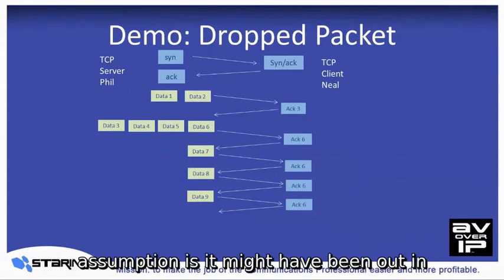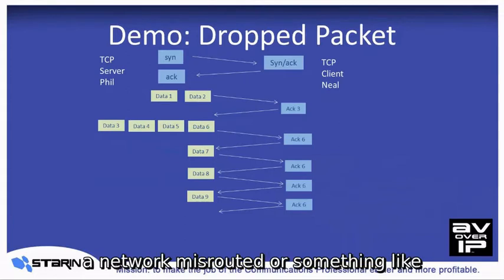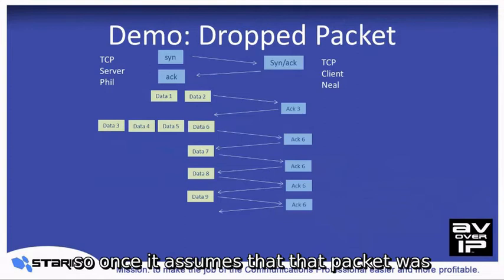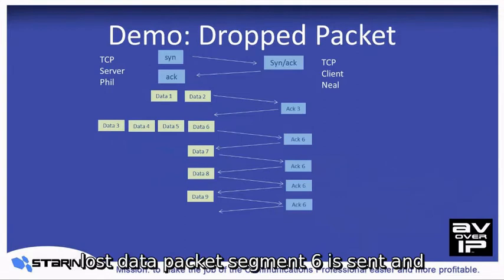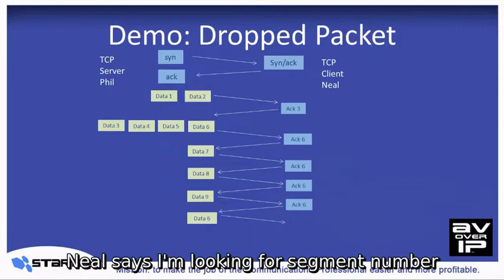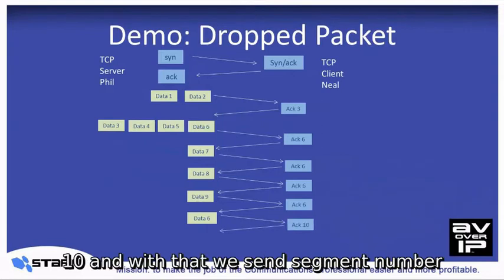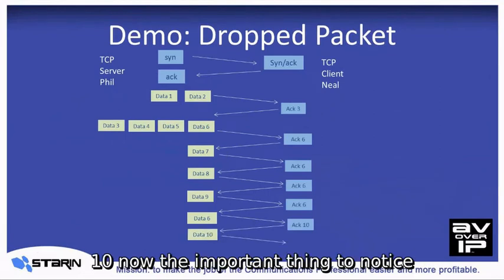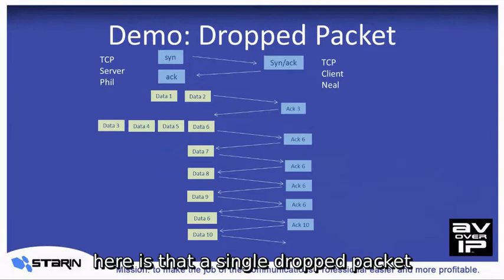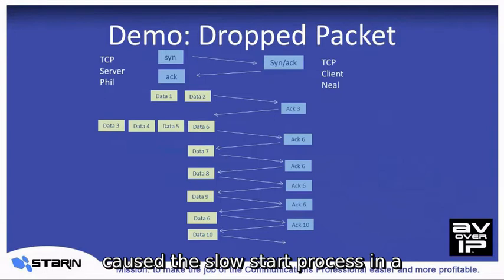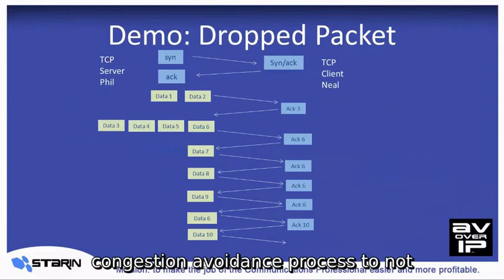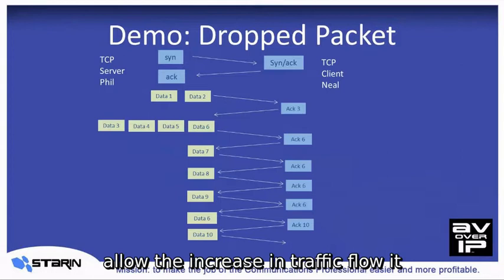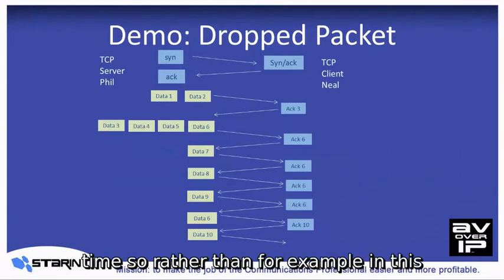Otherwise, the assumption is it might have been out in the network misrouted or something like that. So once it assumes that that packet was lost, data packet segment 6 is sent, and Neil says, I'm looking for segment number 10. And with that, we send segment number 10. Now, the important thing to notice here is that a single dropped packet caused the slow start process and the congestion avoidance process to not allow the increase in traffic flow. It dropped back to a single packet at a time.